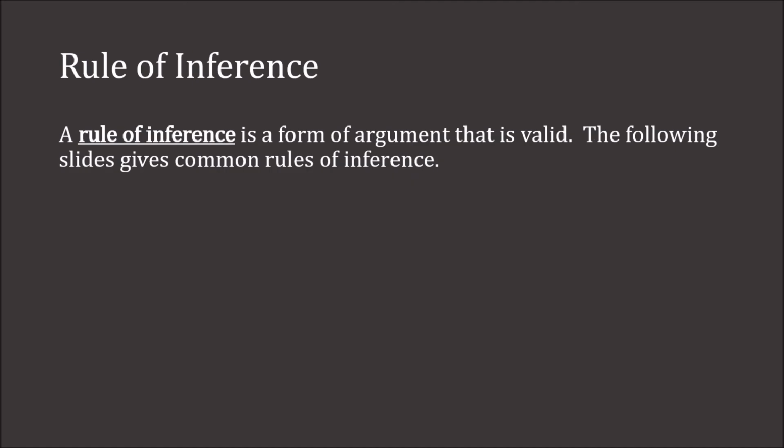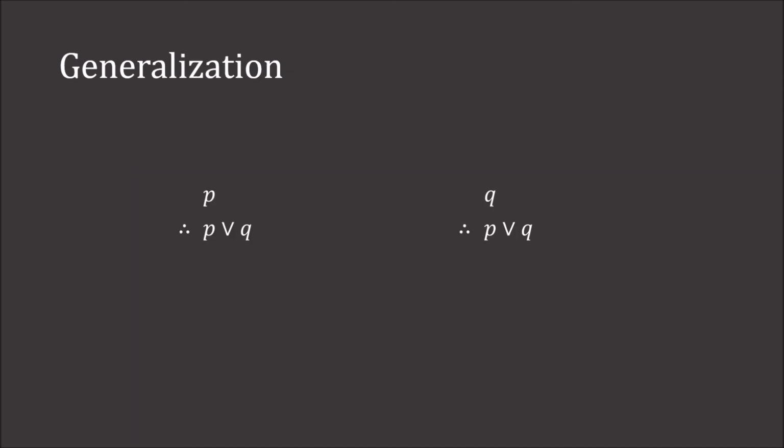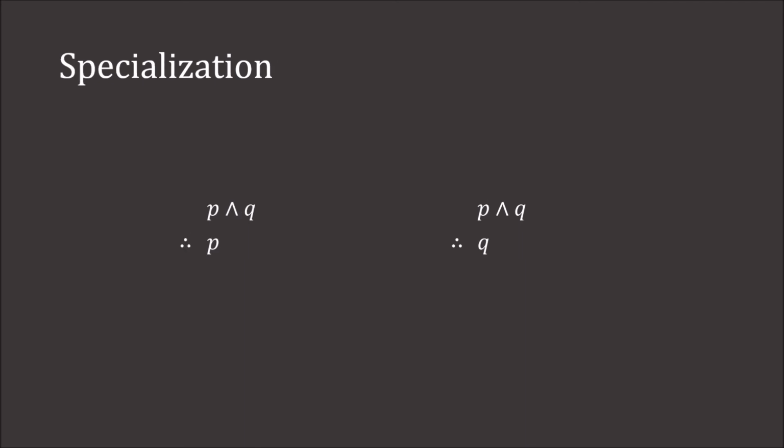A rule of inference is a form of argument that is valid. The following several slides will give common rules of inference that we will be using throughout our study when we start looking at proofs. Notice also that since both Modus Ponens and Modus Tollens are valid argument forms, they are also rules of inference. So we have generalization: P, therefore P or Q. We also have Q, therefore P or Q. Next we have specialization: P and Q, therefore P. We also have P and Q, therefore Q.